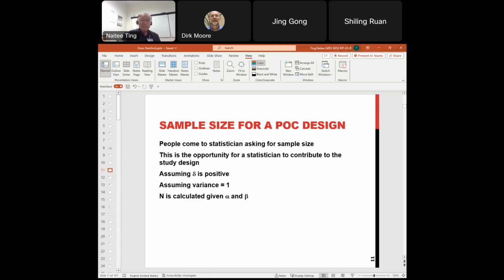So now what happened is the physician or the trial monitor, whoever is in charge, the leader or the manager, came to my office. It's Naitee. We need to design a POC trial, and can you do a sample size for me? Okay. So this is the opportunity for me to make contribution to study design.